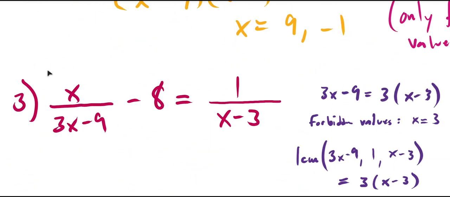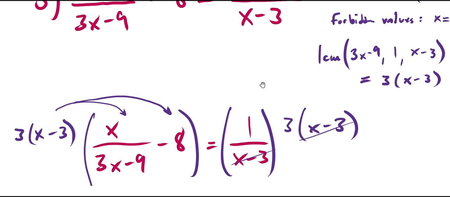All right, let's do this last one. We have x over 3x minus 9 minus 8 equals 1 over x minus 3. Now, 3x minus 9, that's 3 times x minus 3 as a quantity, so the forbidden value is 3 for both of these terms, and the least common multiple is going to be this guy here, which is 3x minus 9. I've just factored it. That's because x minus 3 goes into 3x minus 9 as a factor. It's one of the factors of this denominator.